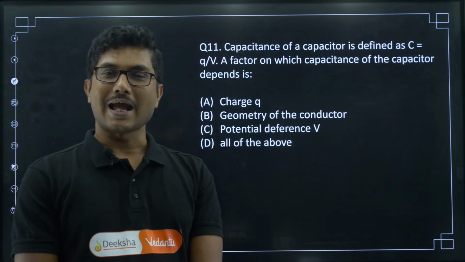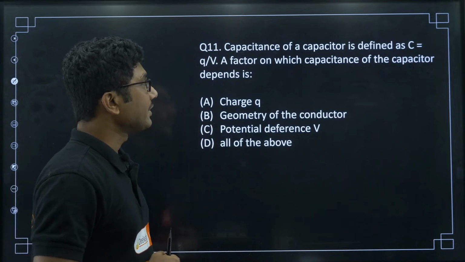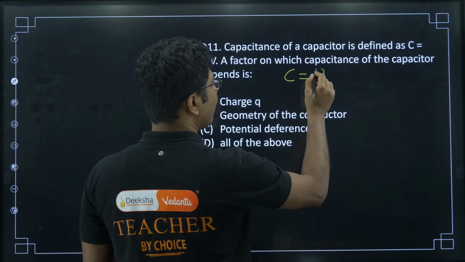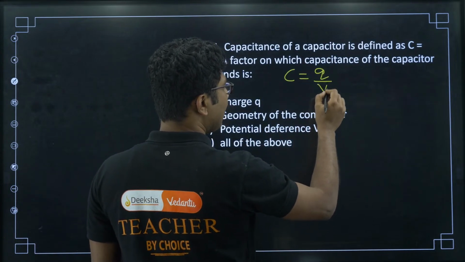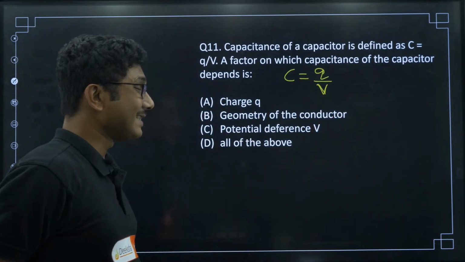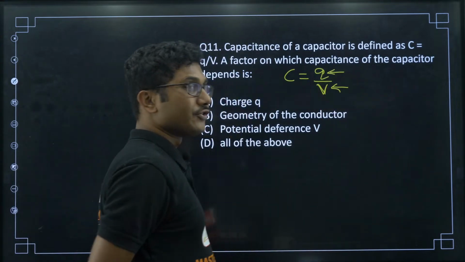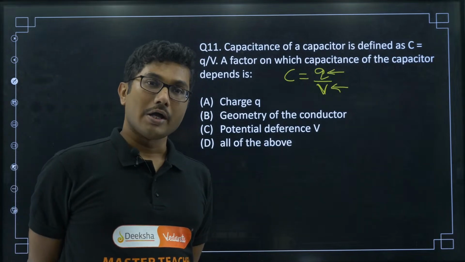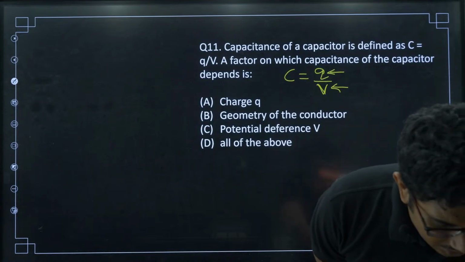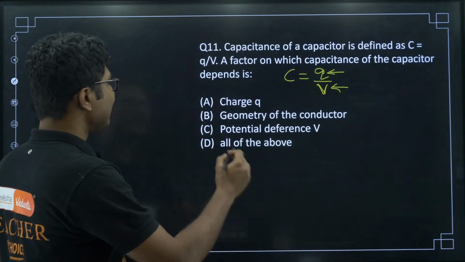Very, very interesting and understanding-level question. The question cannot be answered easily if you do not understand the formula given, C is equal to Q by V. Now, they have asked on which factor the capacitance depends. Is it dependent on Q, on V, on the geometry, or on everything? Pratima Varija, 11 B, yes, option B is the answer.